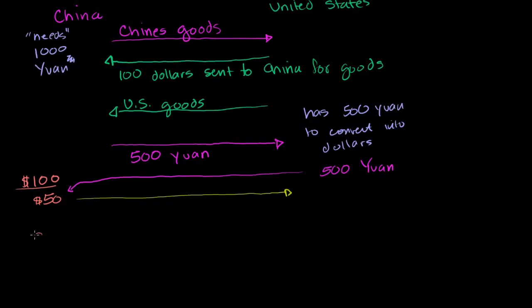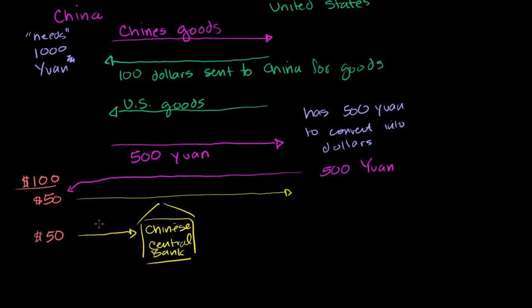The other $50 will go to the Chinese central bank. So let me draw the central bank. Chinese central bank. And they will just print won and give another 500 won. And this is exactly what happened in the last video.